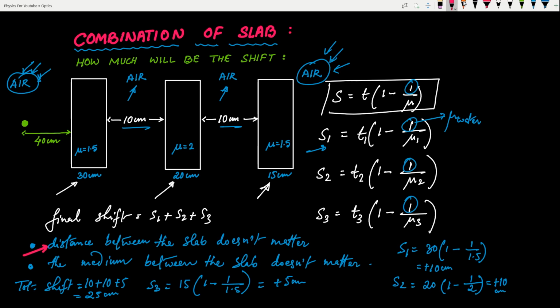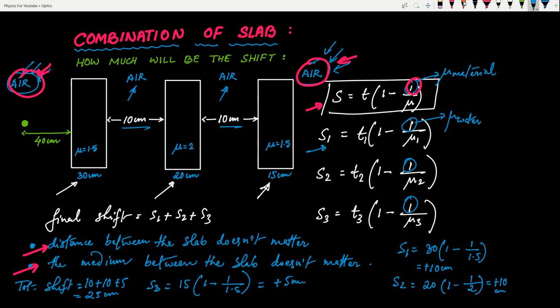So the two things that you need to remember are: the distance between the slabs doesn't matter, and the medium between the slabs doesn't matter. The only thing that matters is that the initial and the final medium should be the same, and then you can use the formula S is equal to T into 1 minus 1 by mu. Now I have used 1 here because the initial and the final material here and here is air. If it is another material, then we'll be using the refractive index of that material. Okay, so if you just use this concept, you can solve this question within 1 minute.